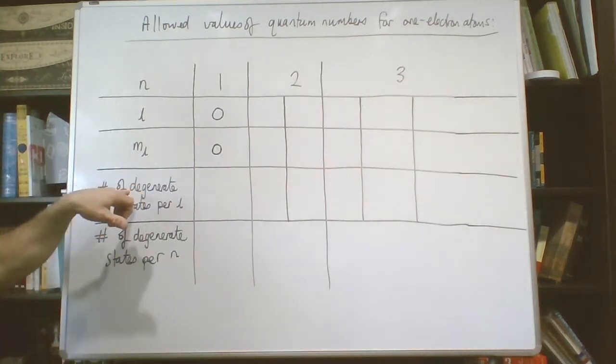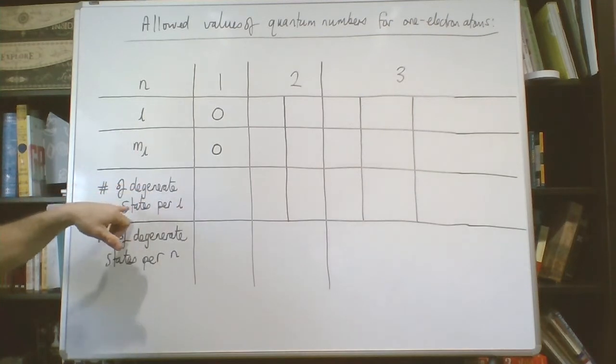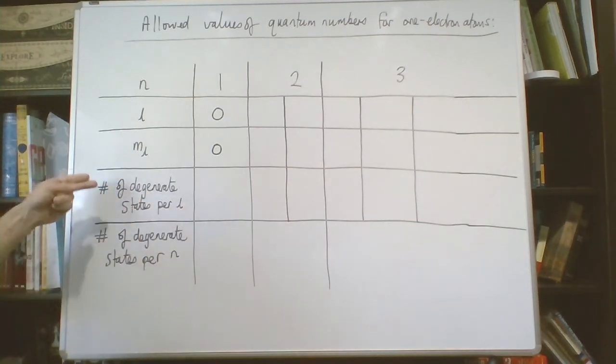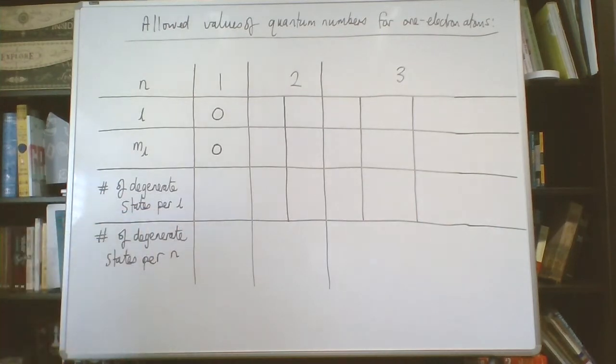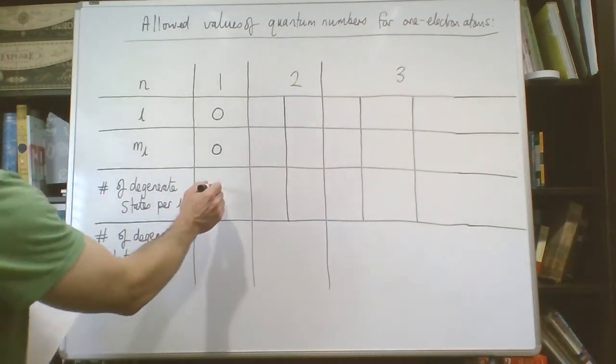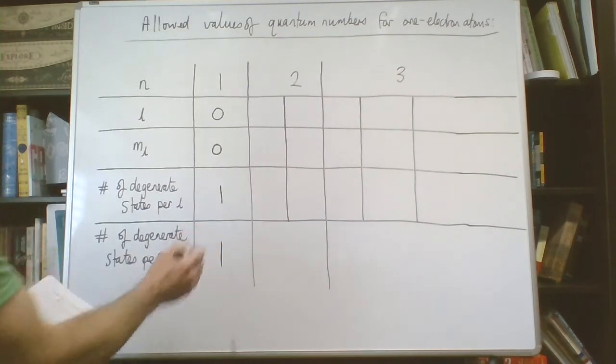This vocab word here, degenerate, just means same energy, at least the way it's used here. So the number of degenerate states per L, the number of states for a given subshell L that have the same energy, well, there's only 1. The number of degenerate states per given energy level, n, is also 1.